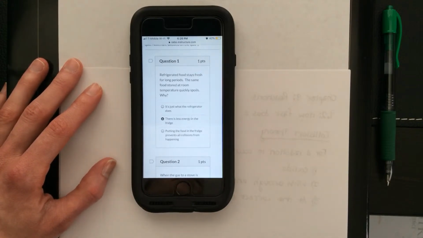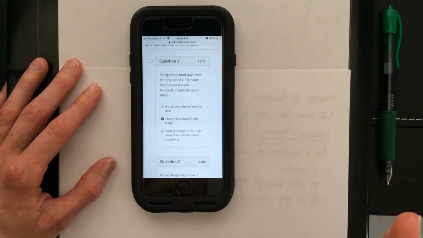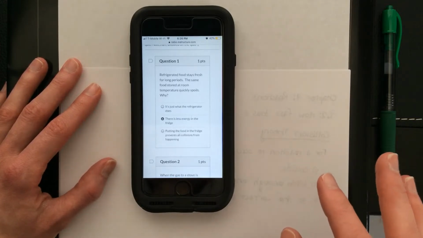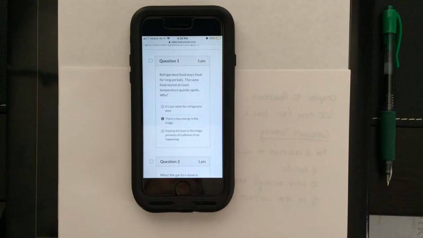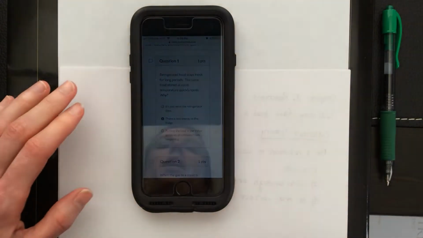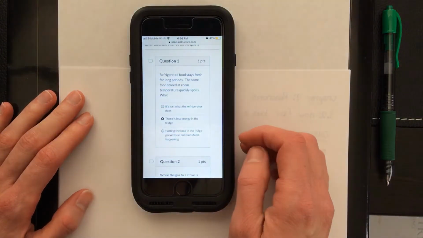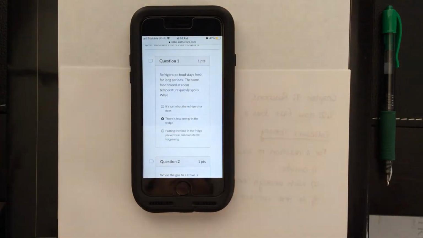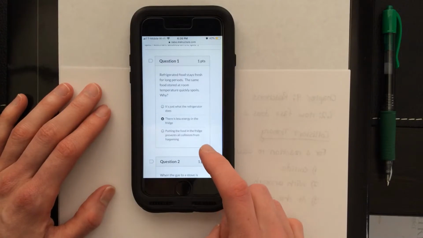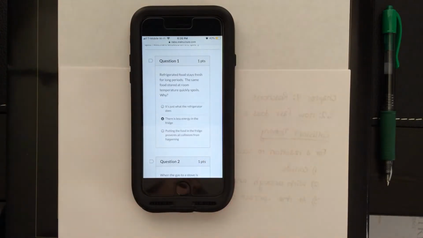Food spoiling is due to chemical reactions. So you all know that reactions happen more slowly at colder temperatures. That is because the molecules are moving more slowly, so they're not colliding as much, and they're not colliding with as much energy. So in the fridge, there's just fewer collisions, and so the food does not spoil as quickly. It is not possible for the fridge to prevent all collisions from happening.